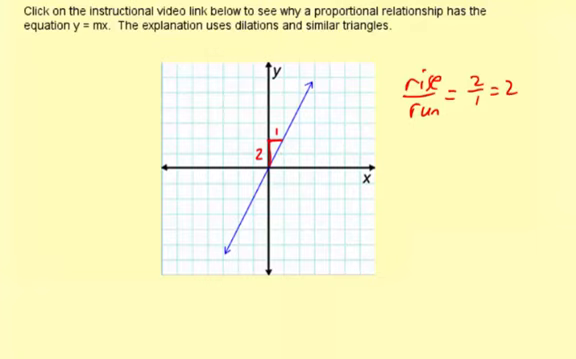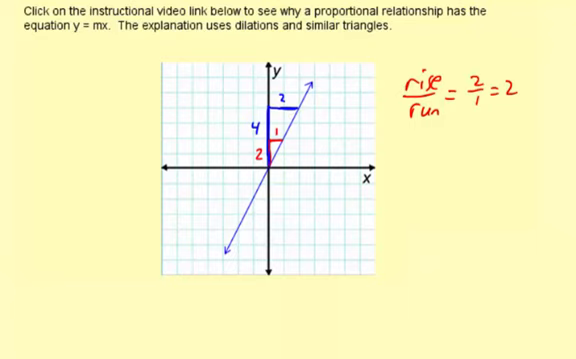Now I want to talk about how you can derive an equation for this line using similar triangles and dilations. So what if we dilate this triangle, and then we get a different color, with a scale factor of 2? What would that new triangle look like? It would be 4 to 2. That has the same rate of change.